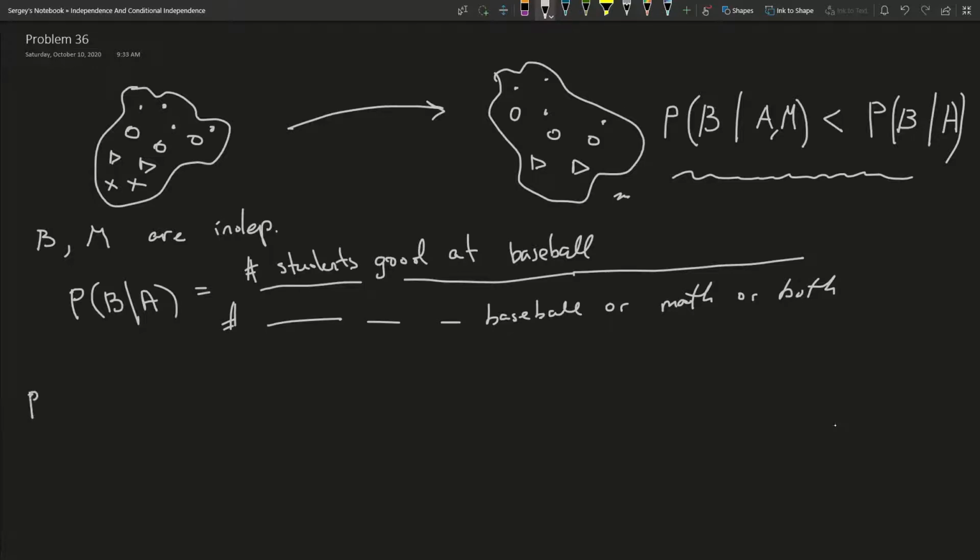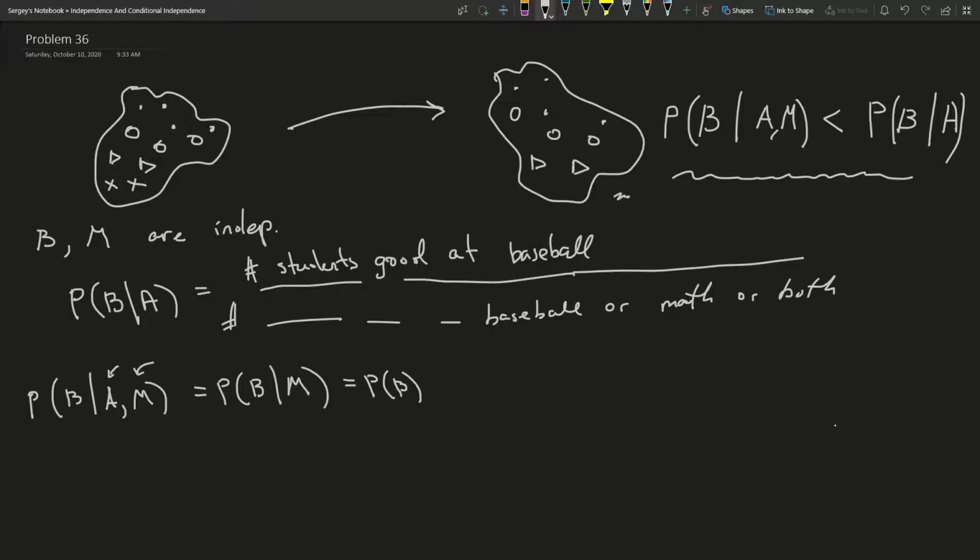Now let's consider the probability of being good at baseball given that you've been accepted to the college and you're good at math. Well, notice that saying that we've been accepted and saying that we're good at math is redundant, because if we know we're good at math, then we know we're accepted. That's also acceptance criteria of the college. Being good at math means you're accepted. So we can rewrite this as the probability of being good at baseball given that we are good at math. But we were also told that B and M are independent events. And so this is just equal to the probability of B.